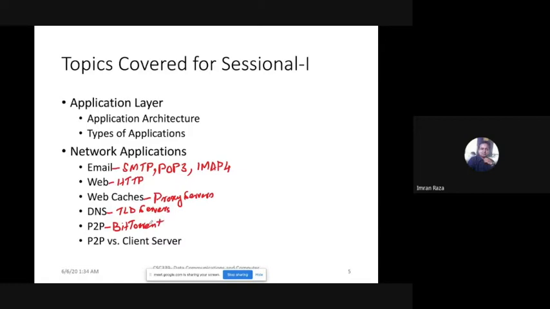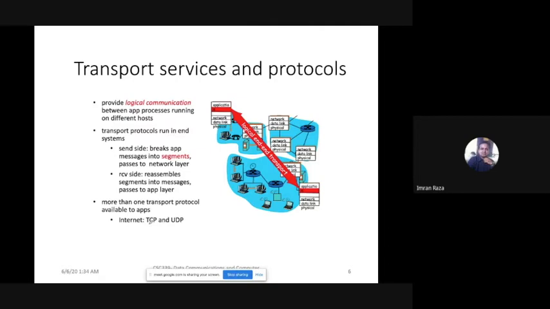And we had a comparison between peer-to-peer and client-server applications, where we established the fact that peer-to-peer applications are self-scalable as compared to client-server applications. Okay, let's start with today's lecture. So first we'll talk about transport services and protocols. What services are being provided by the transport layer and the protocols that we'll be covering at this layer.